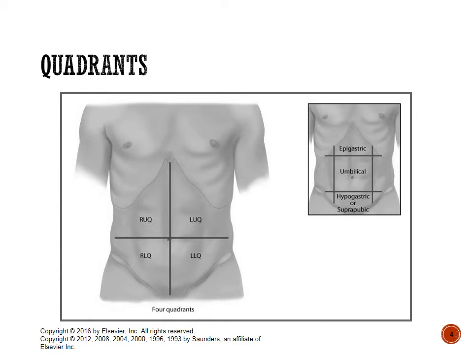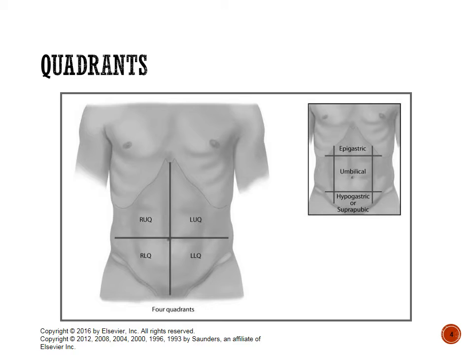So remember that we are splitting our abdomen into 4 different quadrants when we are documenting anything abnormal or even normal. RUQ stands for right upper quadrant, left upper quadrant, right lower quadrant, left lower quadrant. There's also another type of documentation that we do.